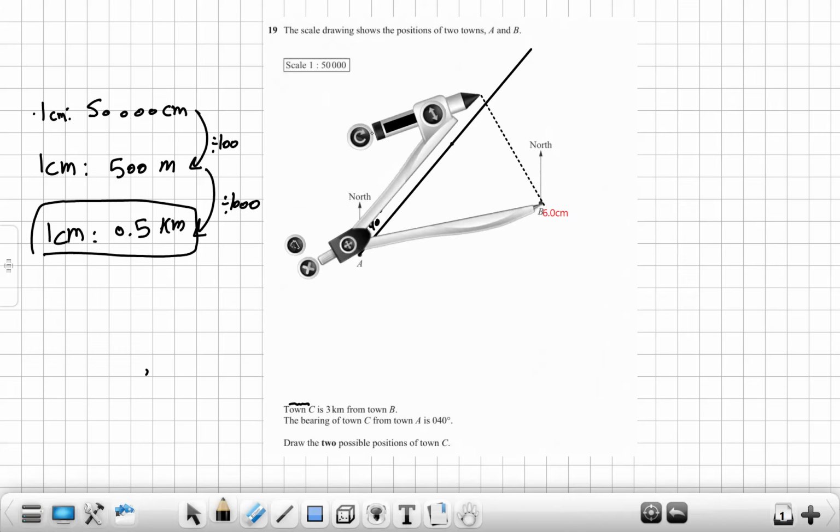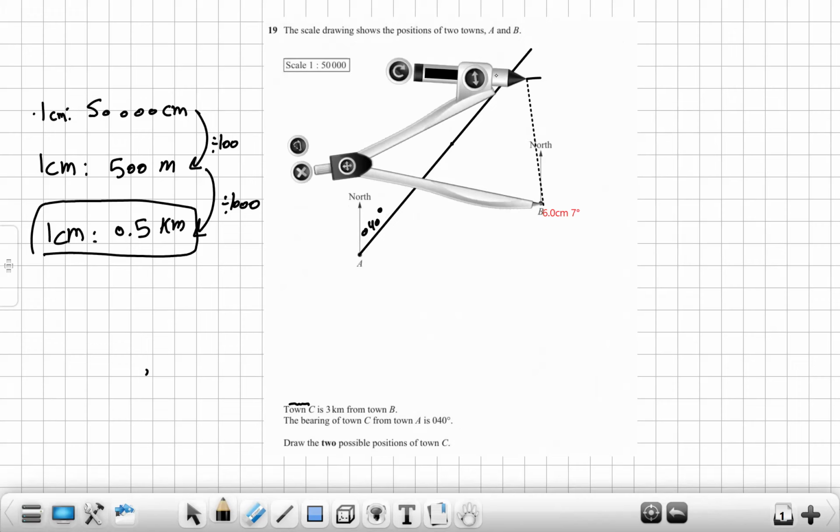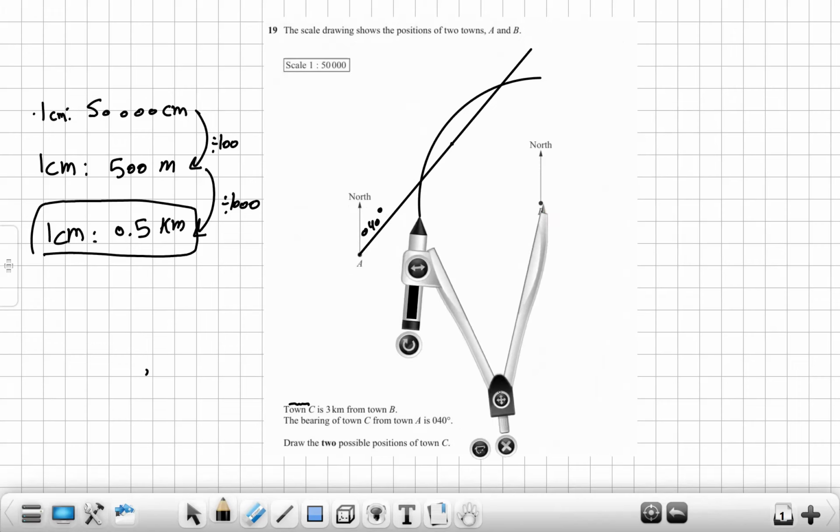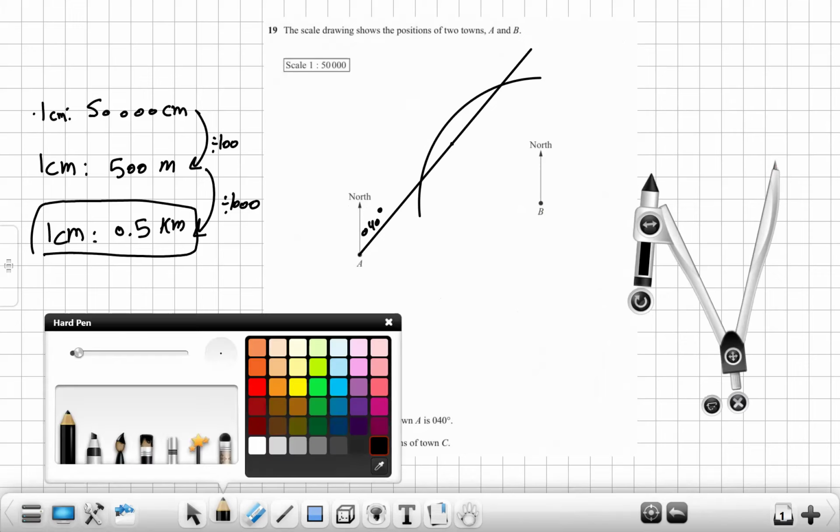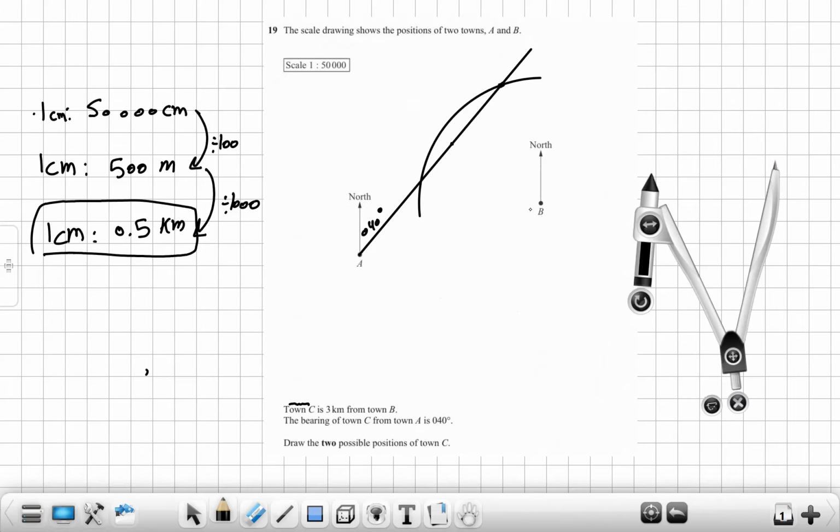Now we go to the line and draw the arc. Look at this. This shows that this point is exactly 6 centimeters away from town B. And this also is 6 centimeters away from town B. So this could be town C. This could be town C. It is one of them because both of them are on a bearing of 40 degrees from town A, and both of them are 6 centimeters, which is 3 kilometers, away from town B. That's it.